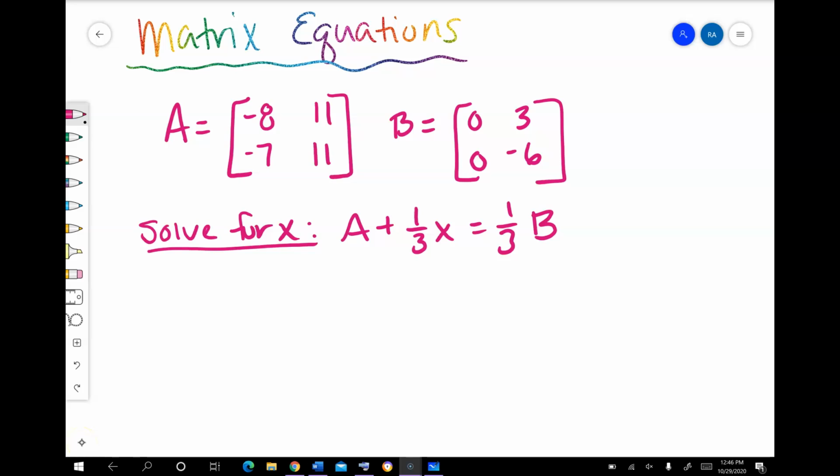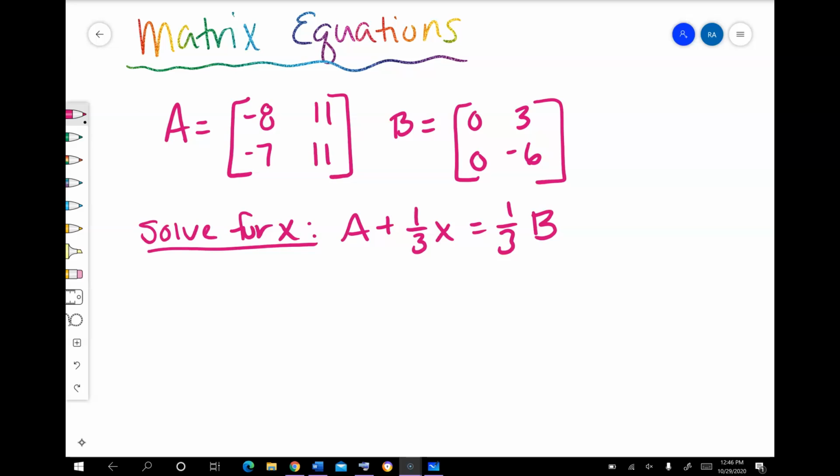All right, so our last lesson is going to be about matrix equations. It's just like you have linear equations and you're solving for x, except you have matrices in there, okay? So I had given you matrix A and I give you matrix B. And I want you to solve A plus 1/3 x equals 1/3 B.